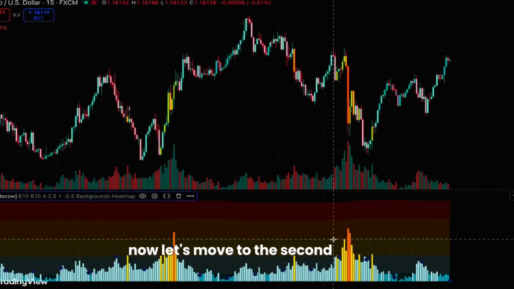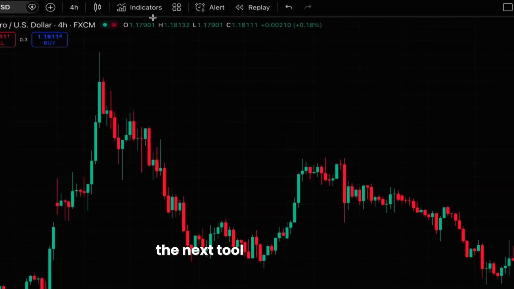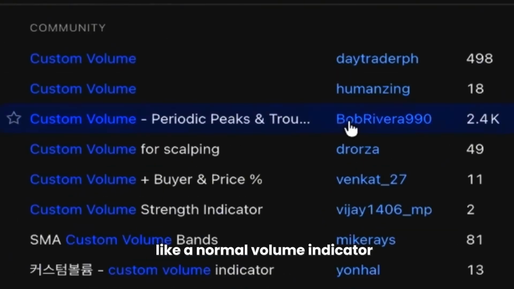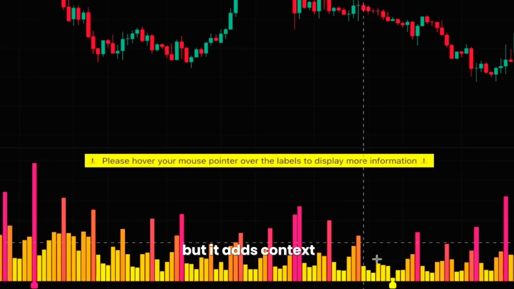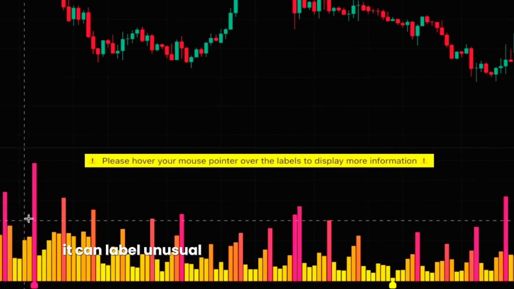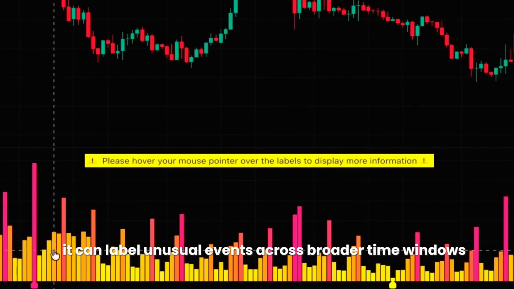Now let's move to the second indicator. The next tool is custom volume. Like a normal volume indicator, it plots bars for each candle, but it adds context. First, it color codes bars based on relative intensity, often highlighting the highest activity with brighter colors. More importantly, it can label unusual events across broader time windows.